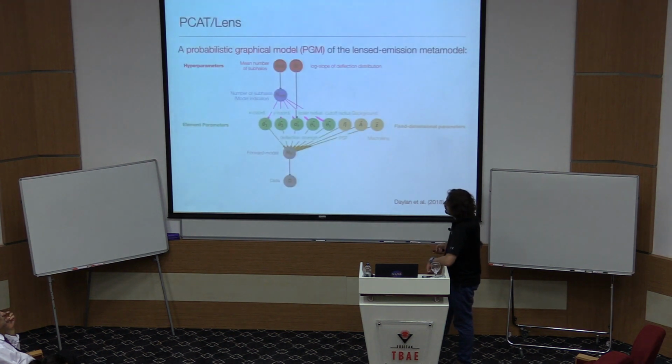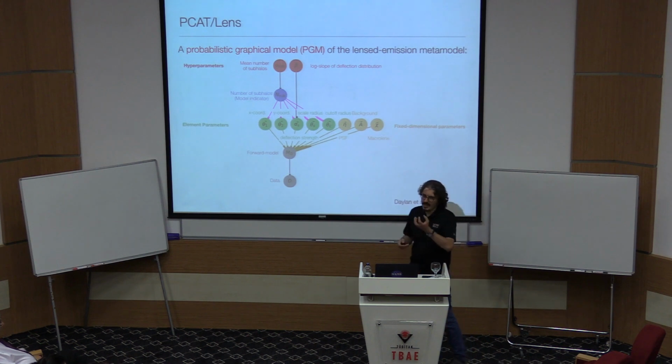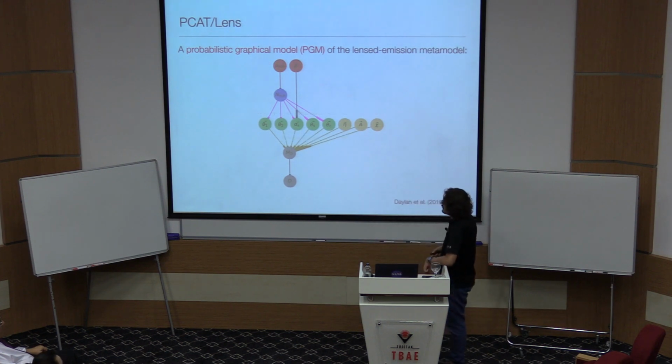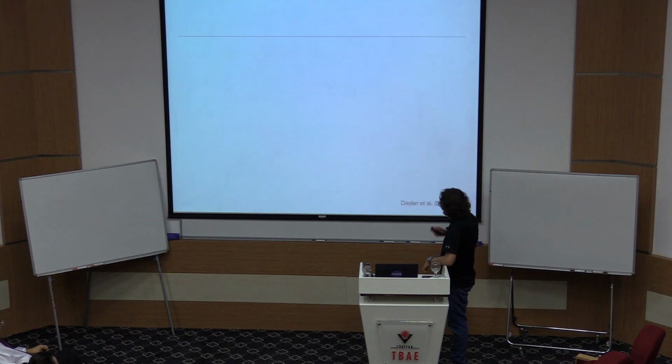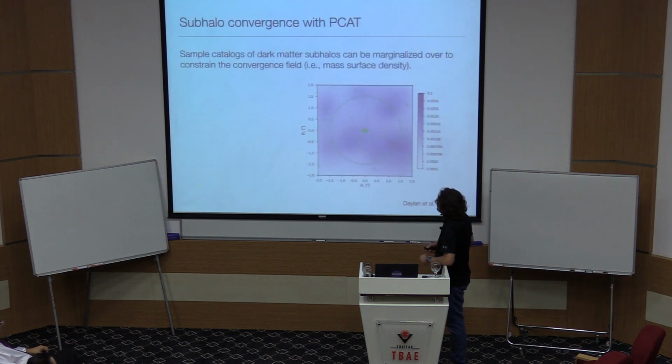I will just skip the probabilistic graphical model associated with this because the idea is very similar. It's just that the parameters are different. Instead of fluxes, you now have so-called deflection strengths, which are proportional to the masses of the subhalos. So it's actually not that complicated, but I will skip it not to confuse you any further.